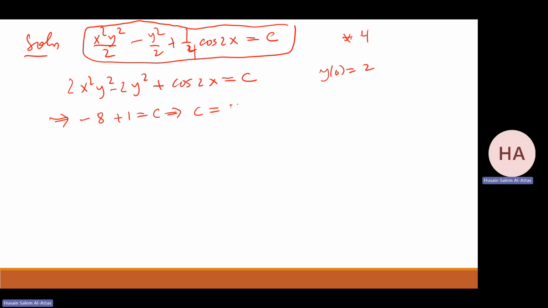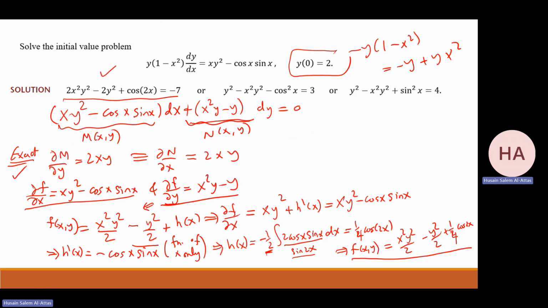C equals minus. So the solution of the initial value problem will be this one: 2x squared y squared minus 2y squared plus cosine 2x equals minus 7. Which is this one? He wrote other solutions.